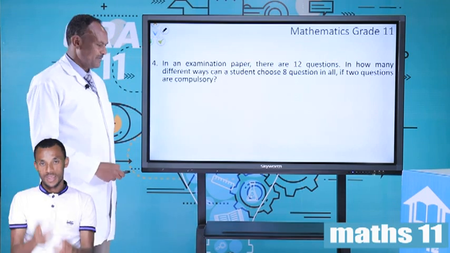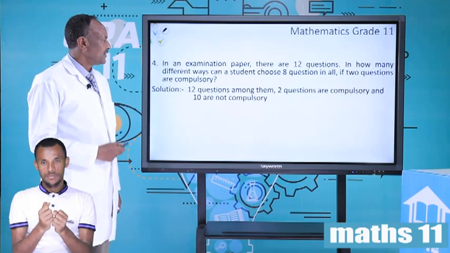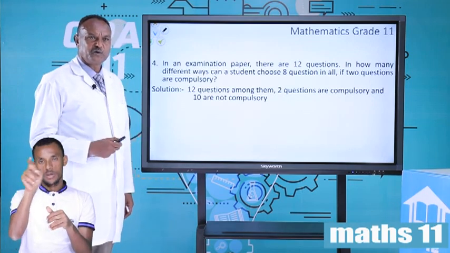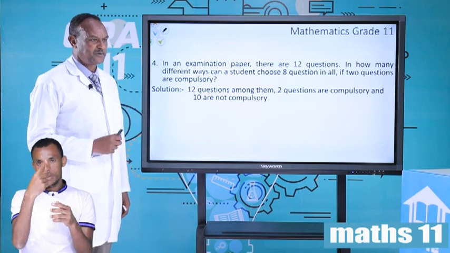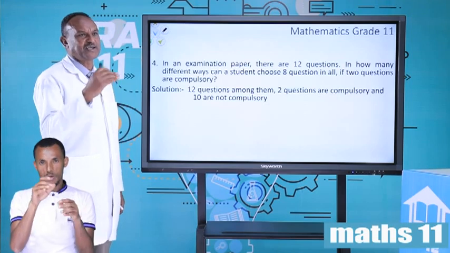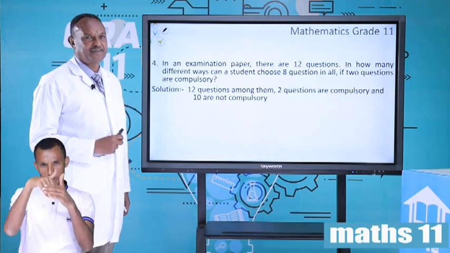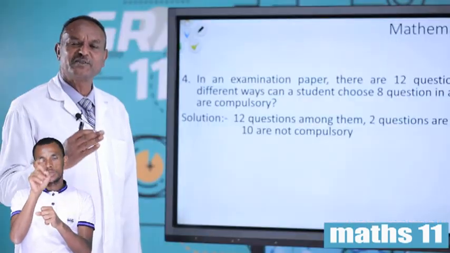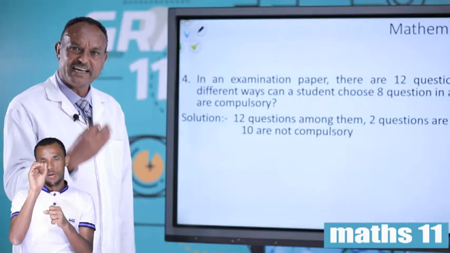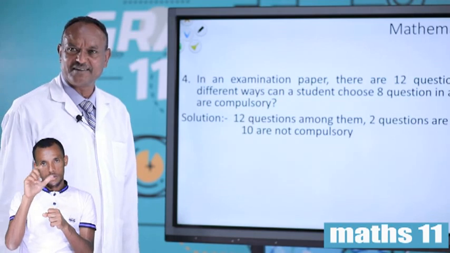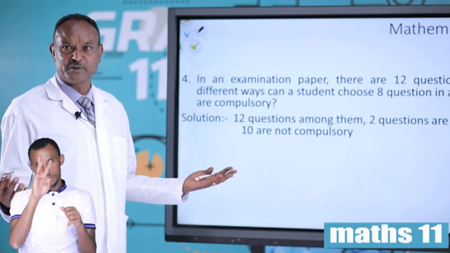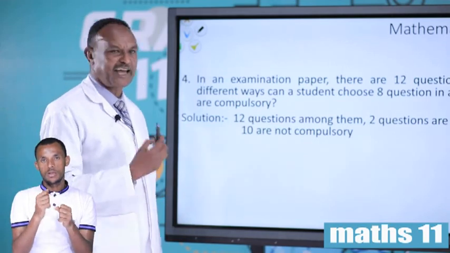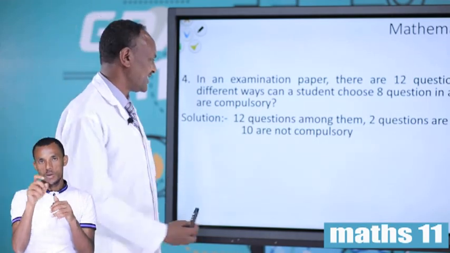To do this problem, you are given 12 questions, of which 2 are compulsory. So a student must do 2 of the questions out of 12, but he is expected to do 8 questions. If 2 of them are compulsory, he is left with 6 questions. He will do the 6 questions from the remaining 10 questions, which are not compulsory.